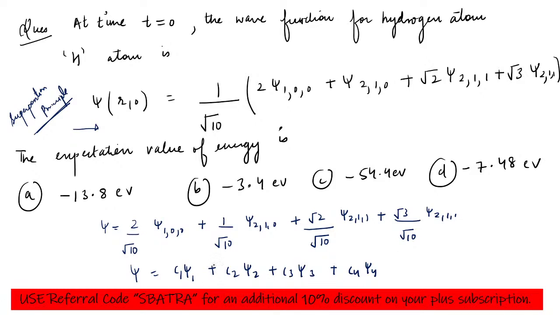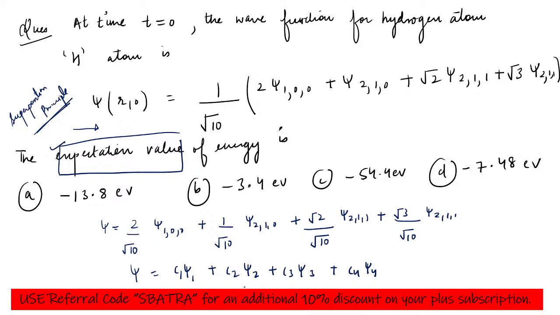First of all, whenever you have to find this term, that is the expectation value, you need to apply the principle of superposition. Whenever you have to find the expectation value, first of all you have to check whether this function is normalized or not. If this function is normalized, then you can proceed with the calculation of the expectation value.